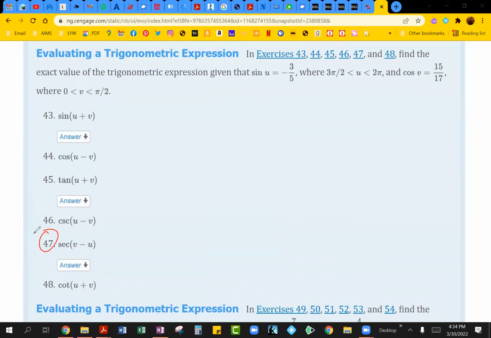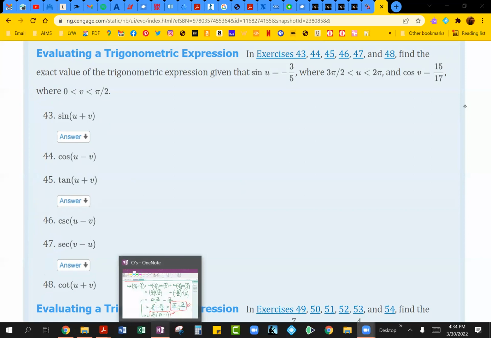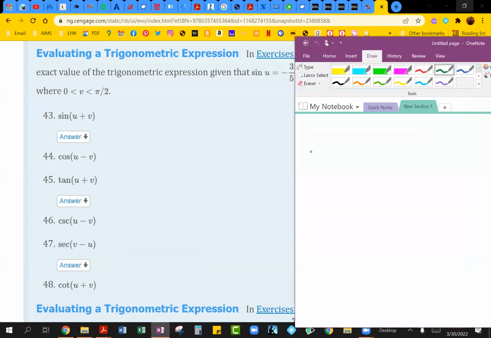Okay, and the reason I picked secant was just to show you what to do if you don't have those 6 known functions, if you have something like cosecant, cotangent, secant, how you would go about solving this. So again, I'm actually going to move this over to our notepad here. You are given secant of v minus u. They're changing that order on us a little bit.